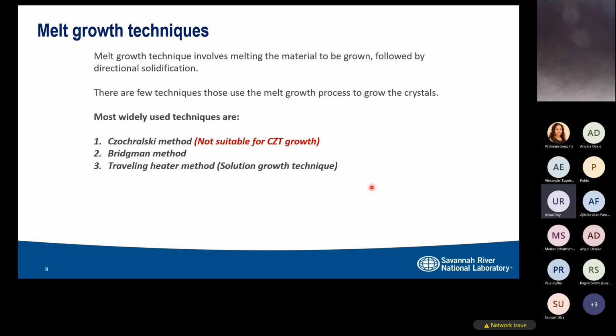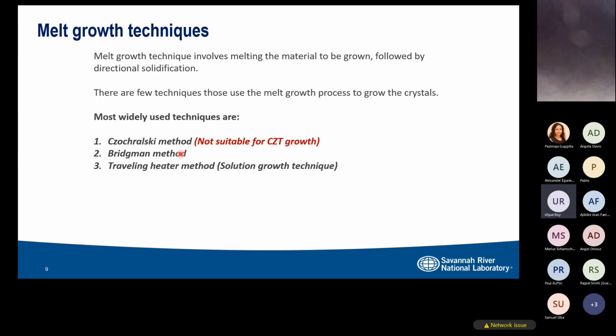So melt growth techniques again has got various techniques. You can grow by using melt growth technique. One is Czochralski, that is not suitable for cadmium zinc telluride growth. This method is suitable for silicon growth. So people all over the world, whatever electronics component you are using has got silicon. And all the silicons are being grown by Czochralski method.